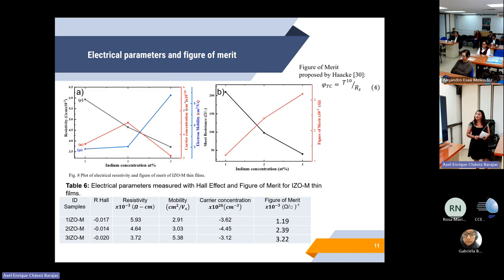In electrical parameters and figures of merit, in this case, the most important is resistivity. For TCOs, the best results correspond to 3 atomic percent of indium. The value is 3.72 by 10 to the minus something ohm centimeter. We can see the figure.